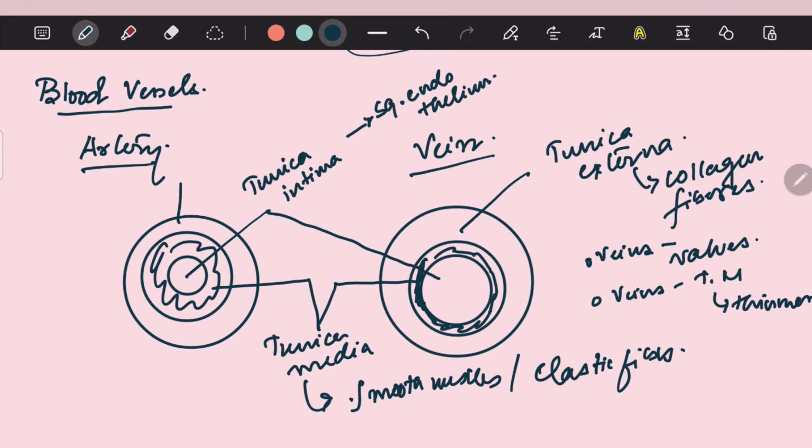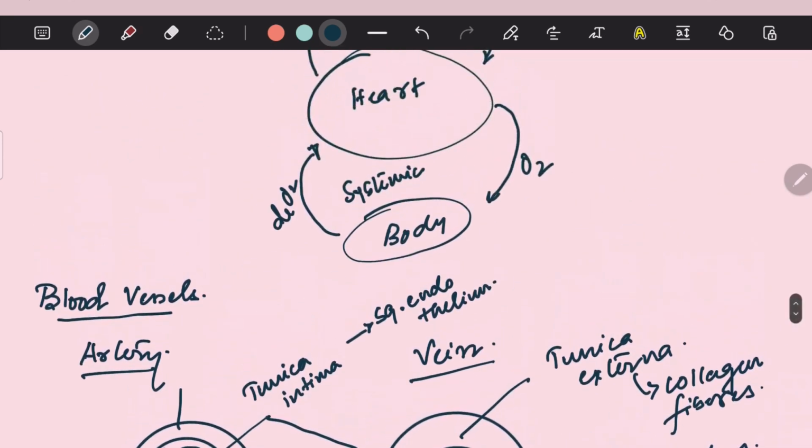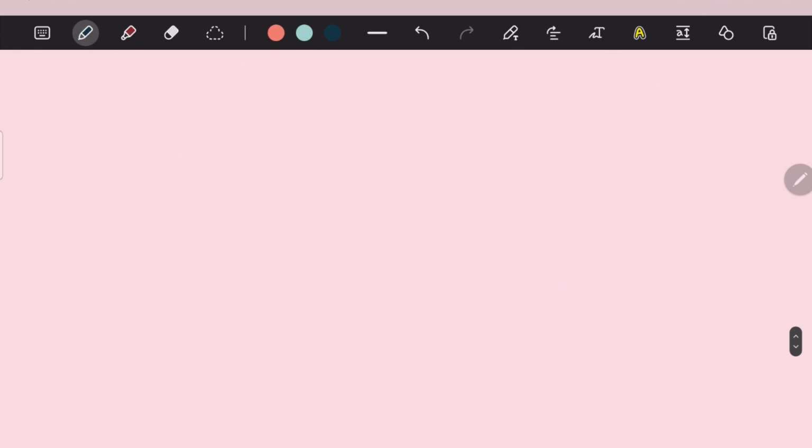Now, there is something very unique in this entire systemic circulation part of the body. What is systemic circulation? As we talked about here, the systemic circulation is the circulation which occurs between the different body parts and the heart. Now, what is it that I'm talking about? That is known as the hepatic portal system.